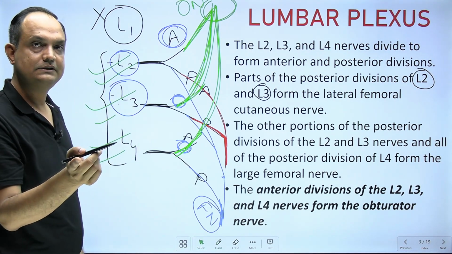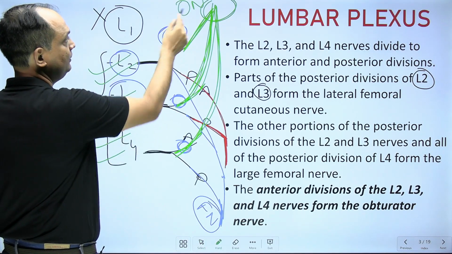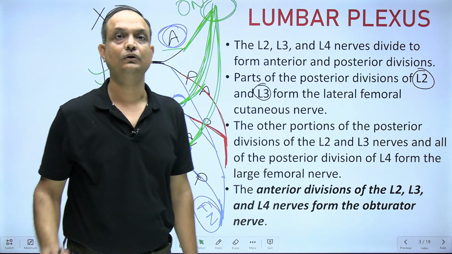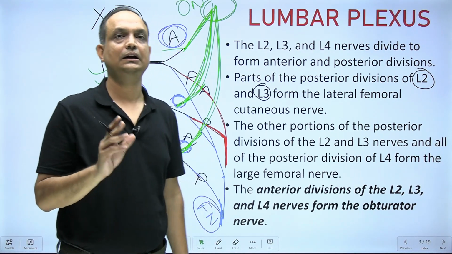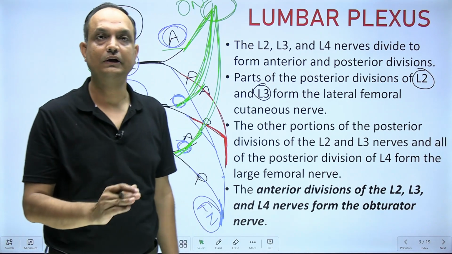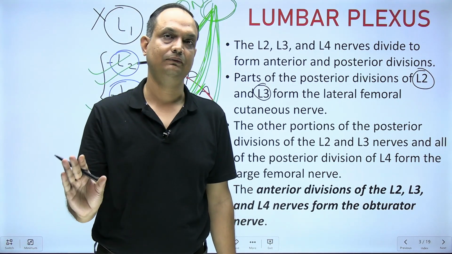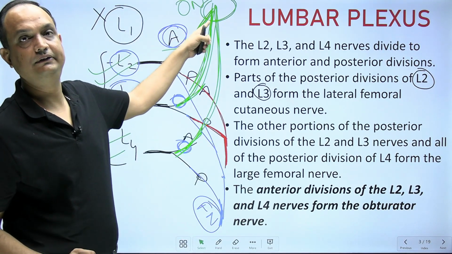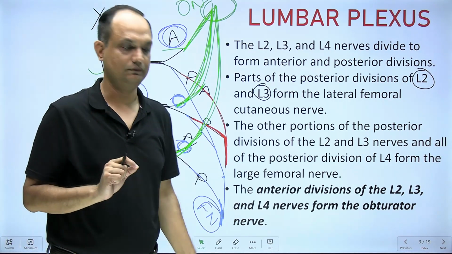What is the difference? The difference is that all the three anterior divisions form the obturator nerve and the dorsal divisions of L2, L3, L4 form the femoral nerve. So this is a very commonly asked question, that the root value of obturator nerve and root value of femoral nerve both are same, L2, L3, L4. But there is a division, one is anterior division for obturator nerve and posterior divisions for femoral nerve.